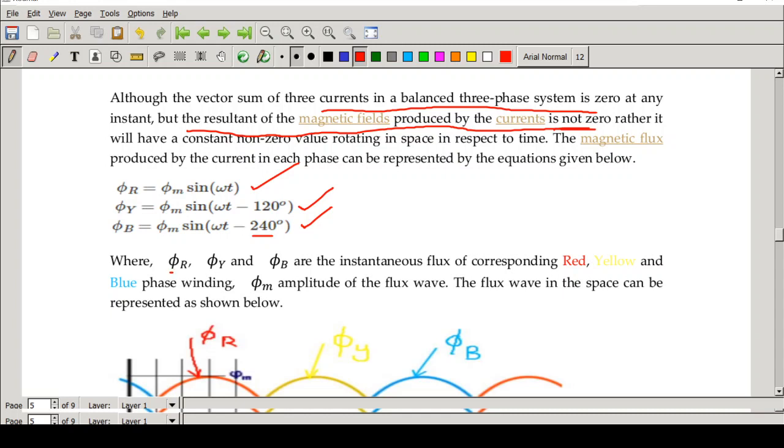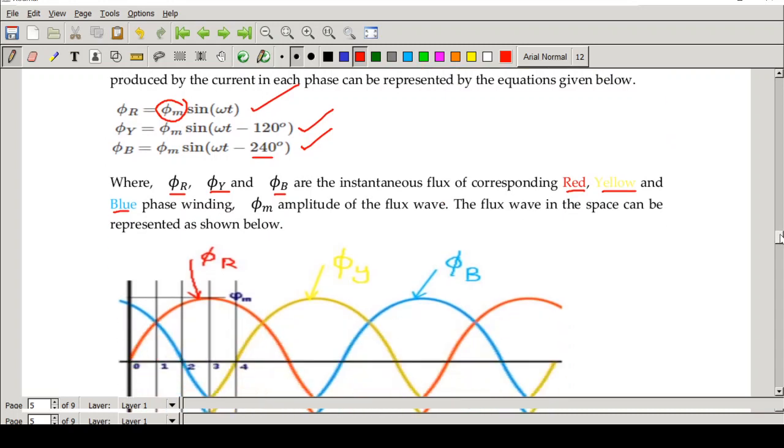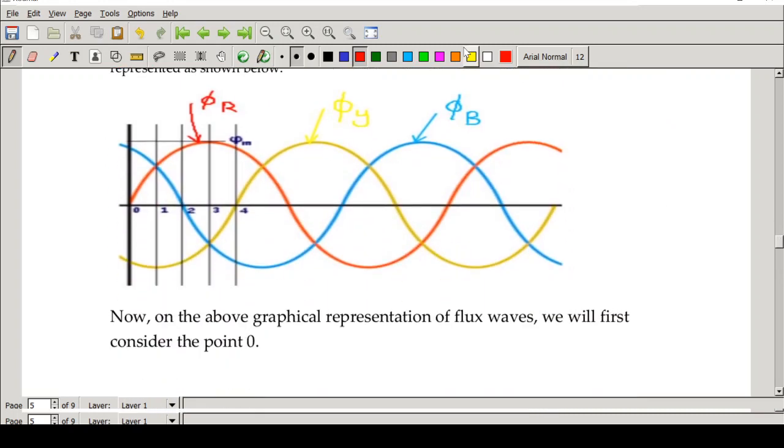So phi r corresponds to the flux in the red phase, phi y is the yellow phase, and phi b is the blue phase. Now this phi m is the amplitude of the flux wave. Now we can represent it using waveforms. You can see it here.